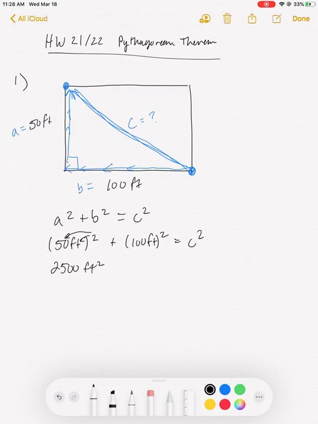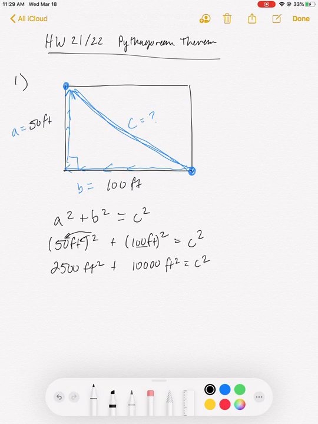And if you don't know your squares, then go ahead and simply use a calculator to find this. So use a calculator a lot through this homework. Hopefully you have one of those. And 100 times 100 is 10,000. Because I have 2 zeros here, I need 4 here. Okay. So it's 10,000 feet squared equals C squared.